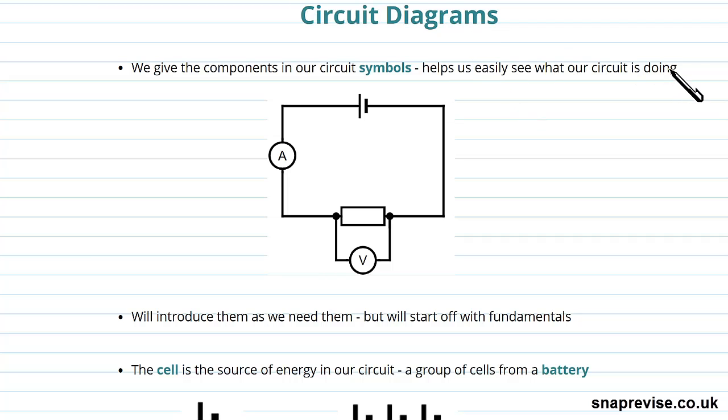So why do we use circuit diagrams? Well, we give the components in our circuit symbols. For instance, we've talked about things like cells and resistors, etc. But we actually give those a language, in other words, a pictorial language we can use, because it helps us easily see what our circuit is doing.